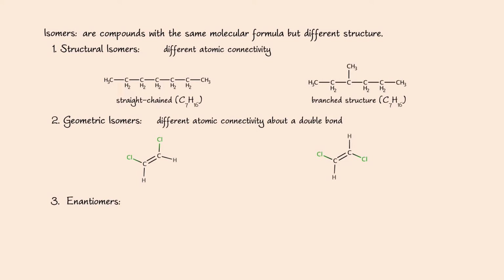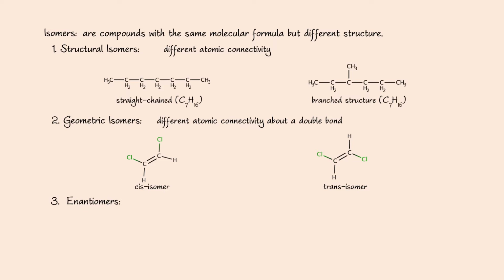When the chlorines are both on the same side of the double bond, we call it a cis isomer. When the chlorines are on opposite sides of the double bond, we call it a trans isomer. These geometric isomers are distinct because the double bond cannot be rotated to make both isomers structurally identical.